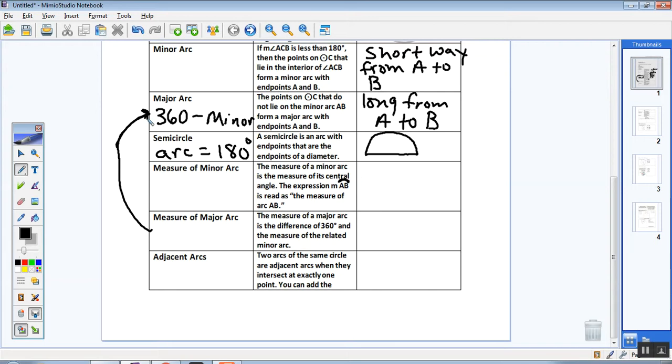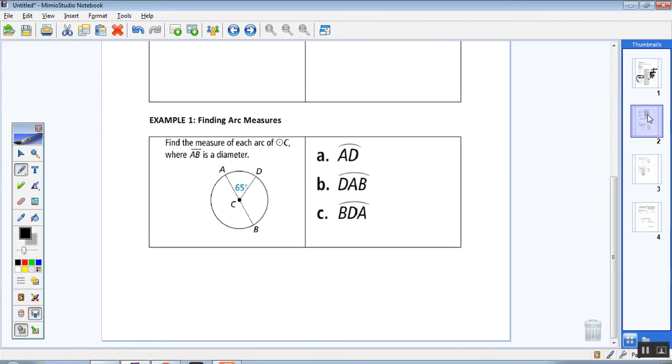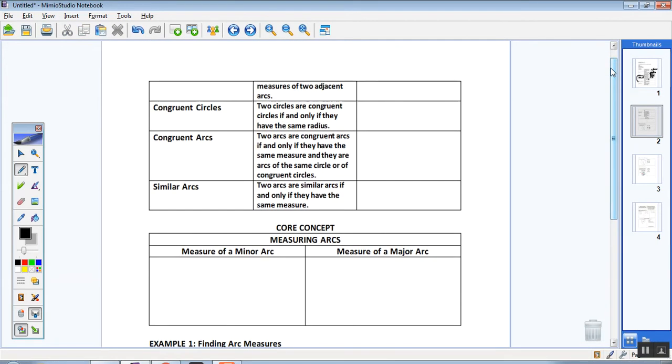Volunteer to read adjacent arcs for me. Two arcs of the same circle are adjacent arcs when they intersect at exactly one point. Okay, and that goes on to a definition on the second page. It says you can add the measure of what? You can add the measure of two adjacent arcs. Okay, so let me show you what they're talking about there.